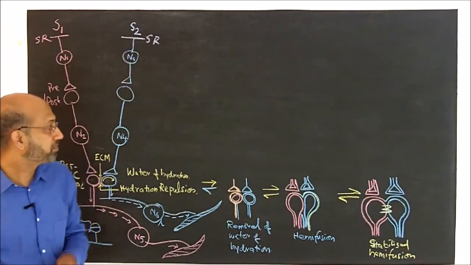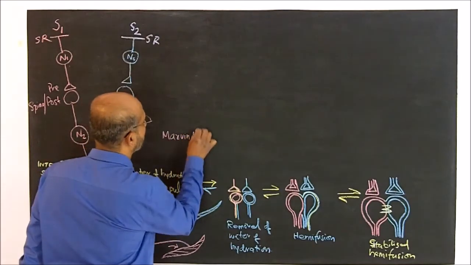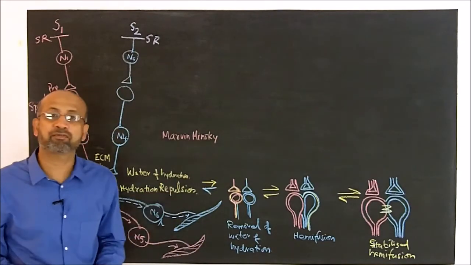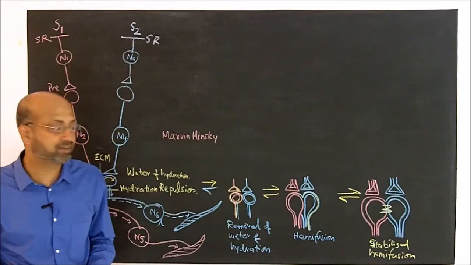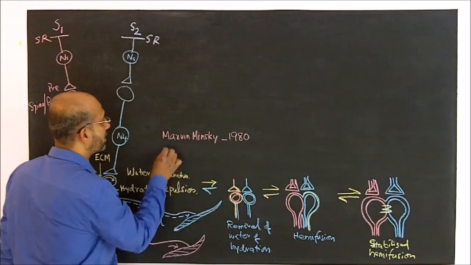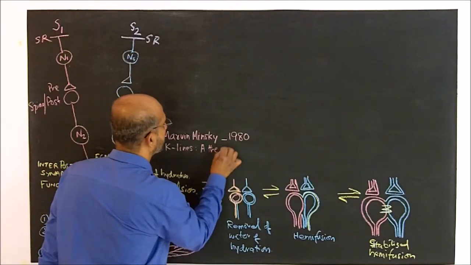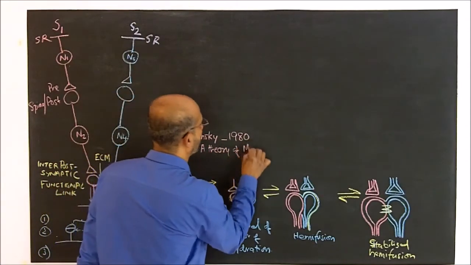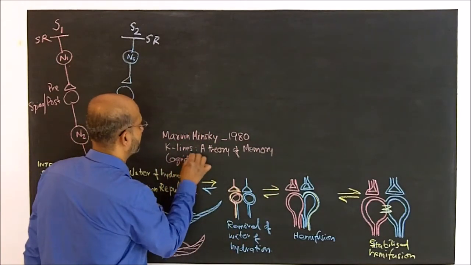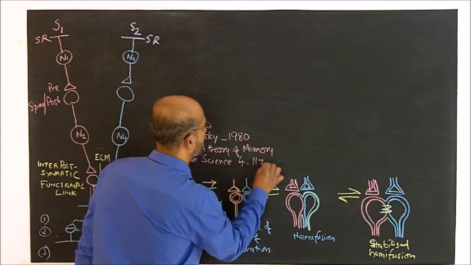It was Marvin Minsky, who was the founding director of MIT's Unit of Artificial Intelligence. He, back in 1980, published an article called K-Lines, A Theory of Memory, in the journal Cognitive Science, volume 4, pages 117 to 126.